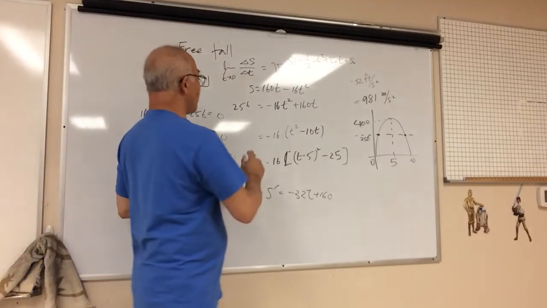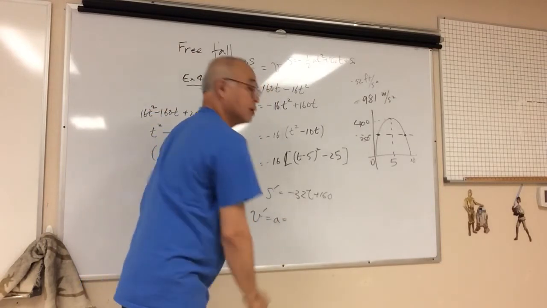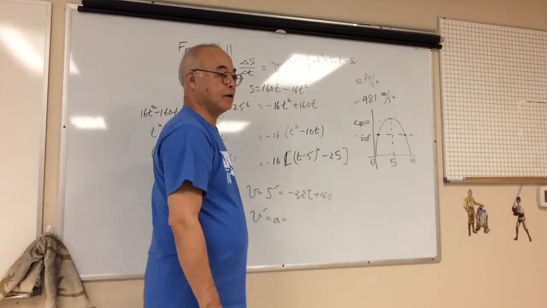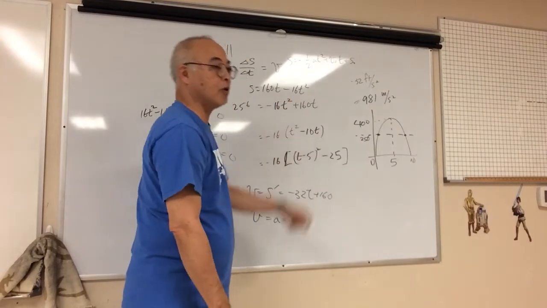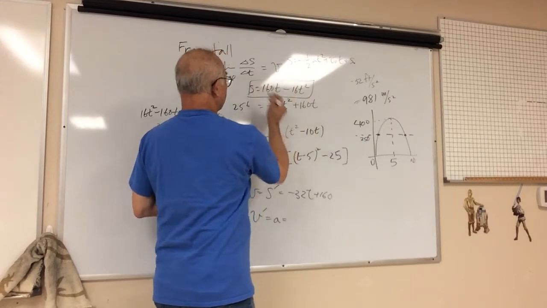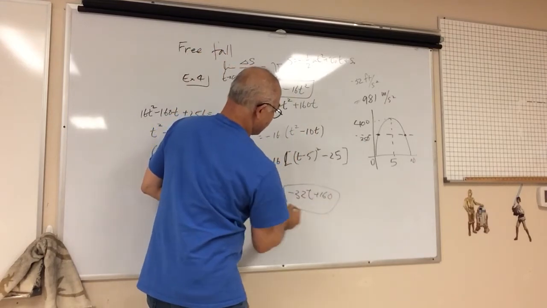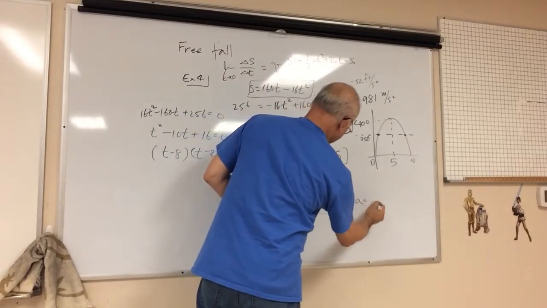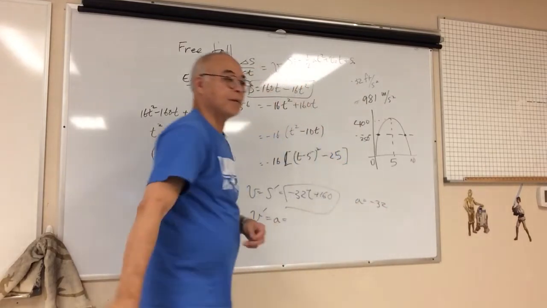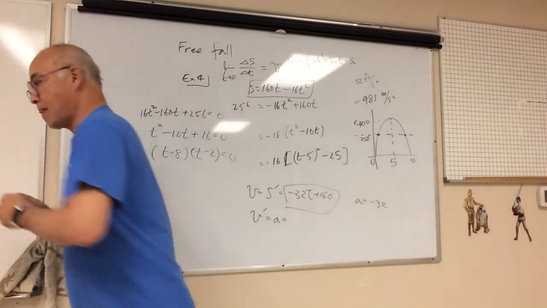Now V prime is acceleration, right? You're just doing one more derivative. So you have this guy, and then you have V, which is this guy, and then you have A equal to negative 32. Right? Okay.